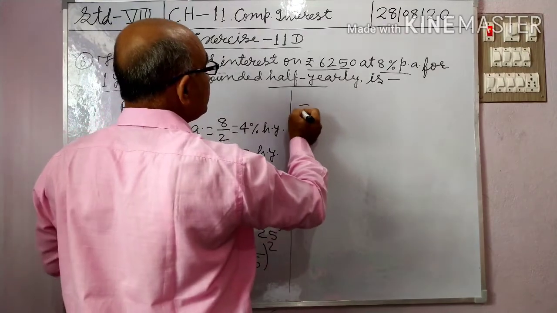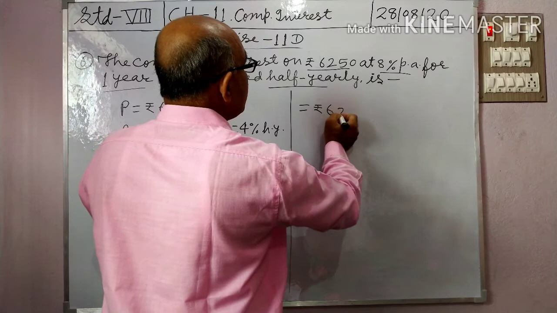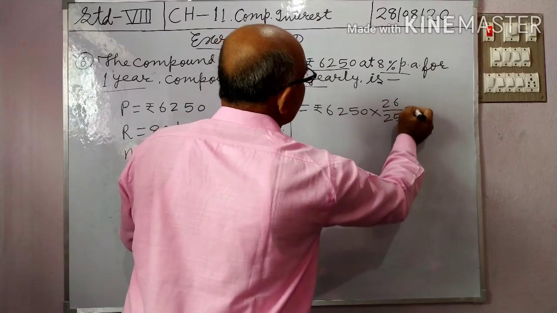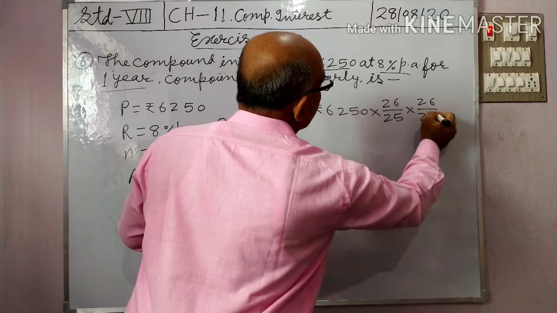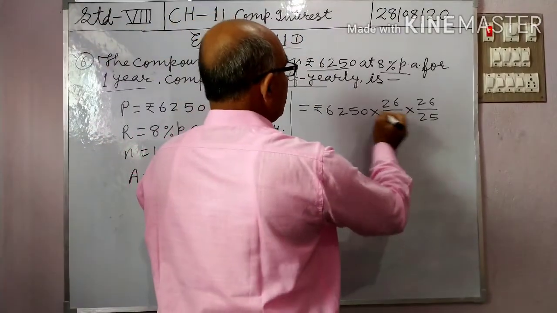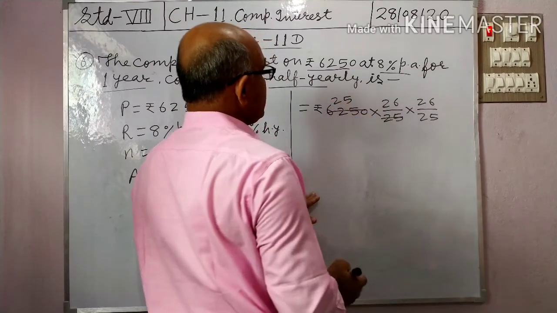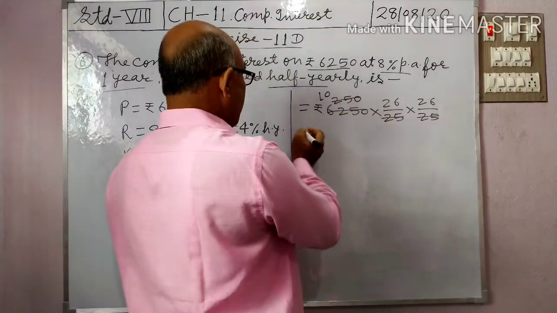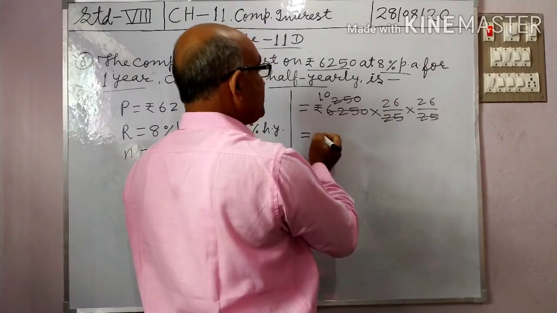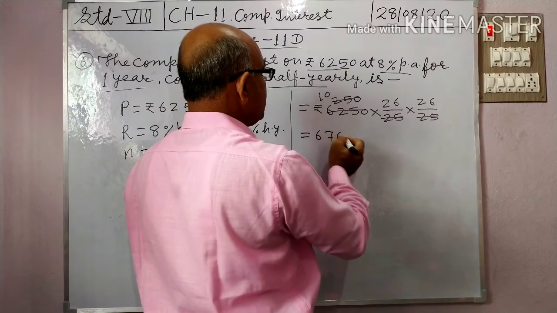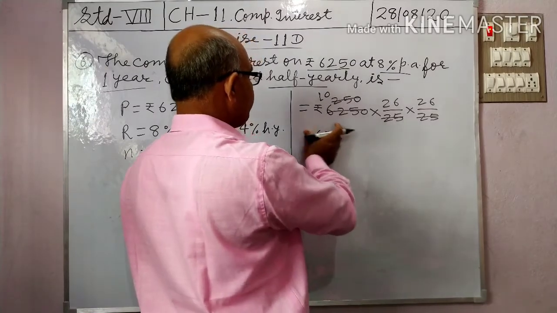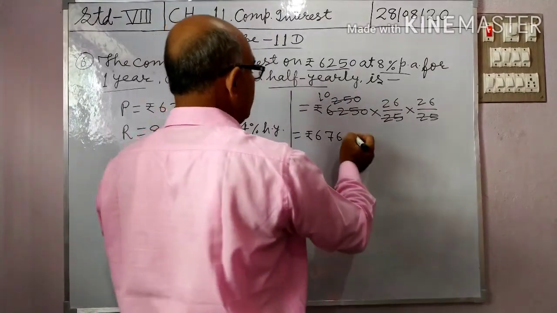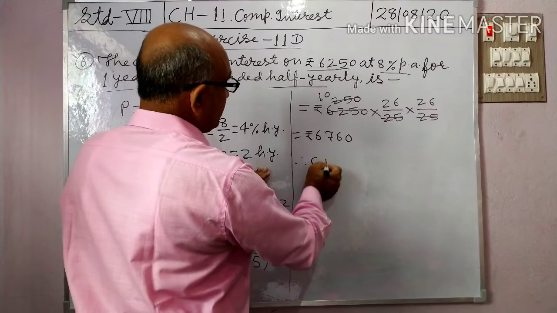Next step: equal to rupees 6,250 into 26 by 25 into 26 by 25. 25 into 25 is 625, and 25 into 10 is 250. So 26 into 26 is 676, and multiply by 10, 6,760 rupees is the amount.